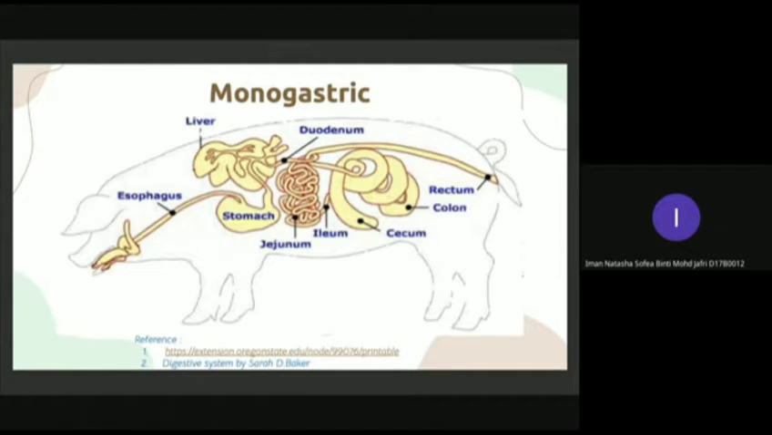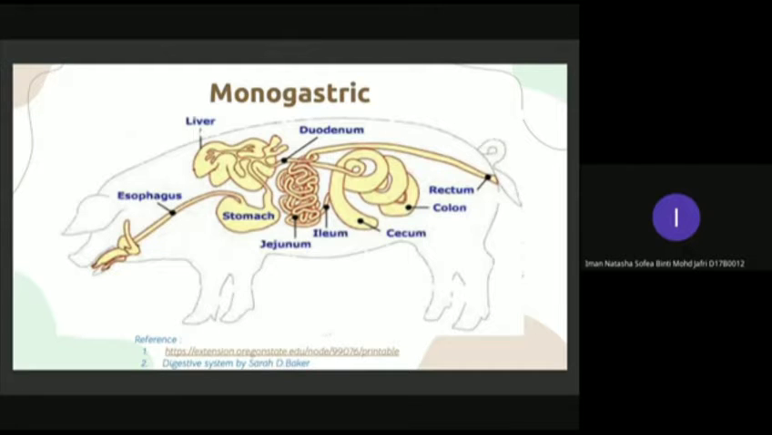Any remaining undigested food travels into the small intestine, where it is broken down further. After the small intestine has removed all available nutrients from the feed, the remaining material is passed into the large intestine and finally excreted from the body through the rectum or anus. As you can see, there is only one stomach, hence why it is called monogastric. Examples of monogastric animals are horses, chickens, pigs, and many others.